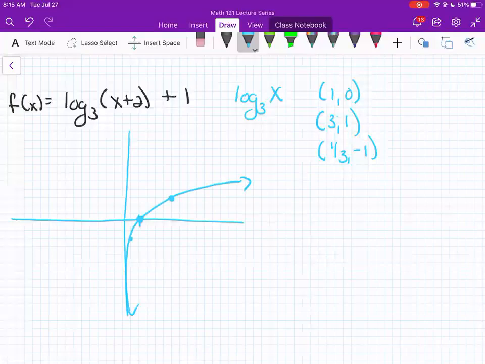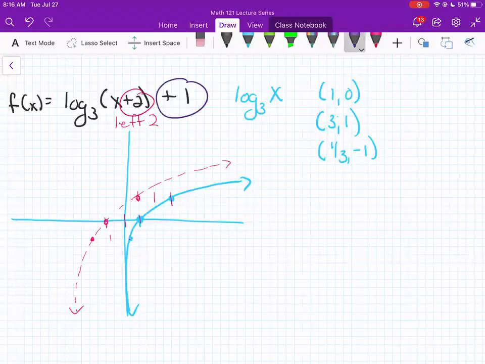We know what's inside the function is going to shift it left or right. So this is going to go left 2. So this point moves 1, 2 to here. This point moves 1, 2 to here. And this point moves 1, 2 to here. So this is our first movement of our graph. And then this plus 1 is going to move it up 1. So we're going to go up 1, and up 1, and our final graph will look like this.